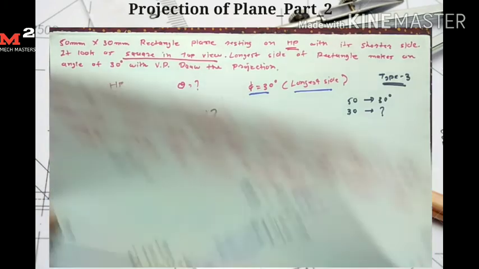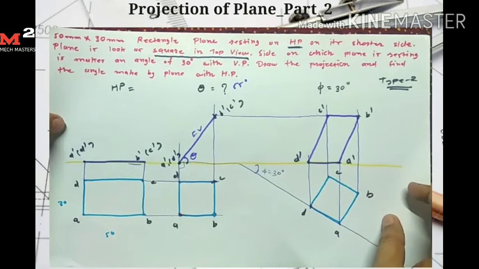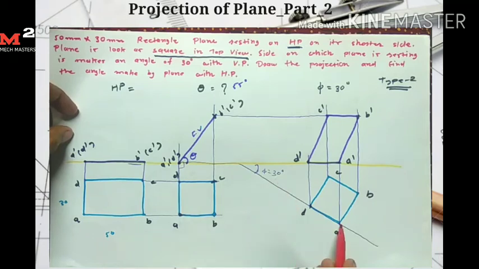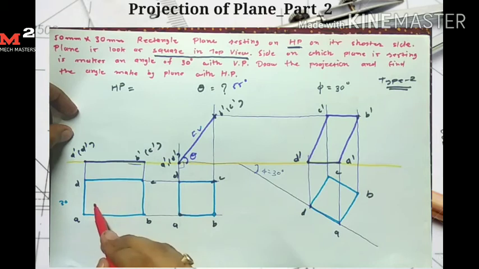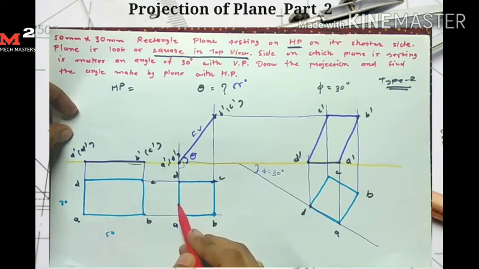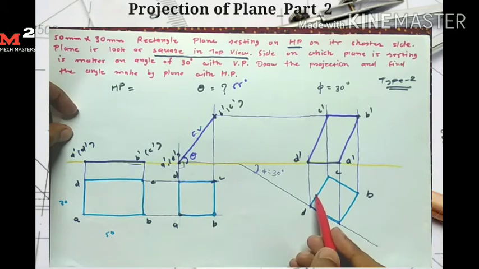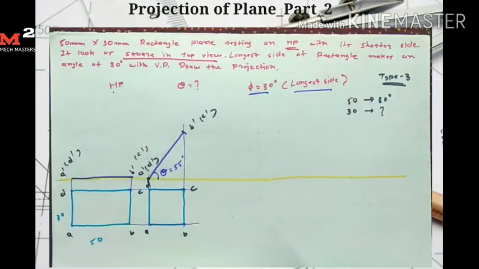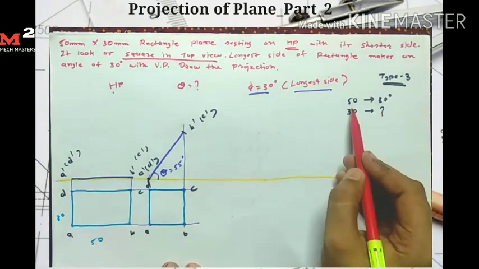In the earlier problem, the angle phi was made by the shorter side AD, and the length of the shorter side is the same in both cases: 30 mm in this stage and 30 mm in this stage. So in that type we do not need to find the apparent angle. But in this problem, the angle of 30 degrees is made by the 50 mm line.